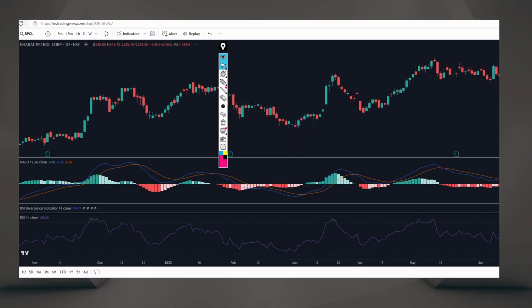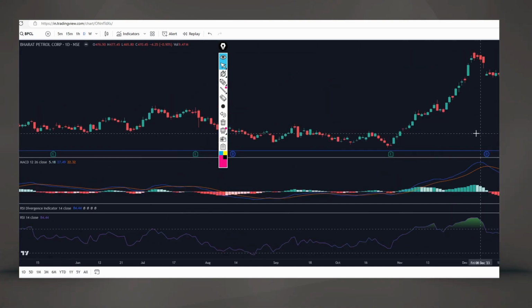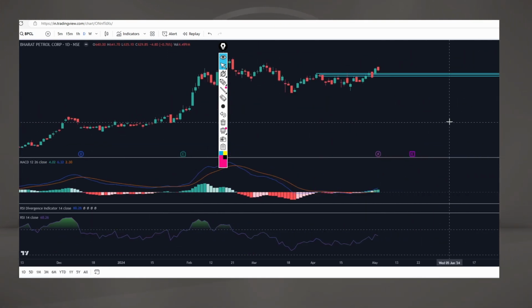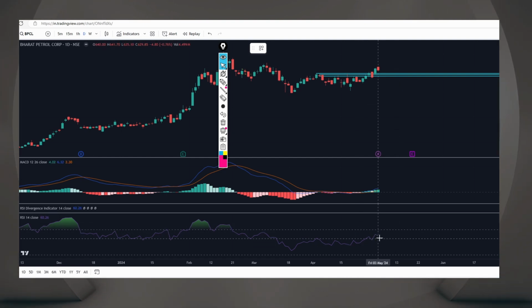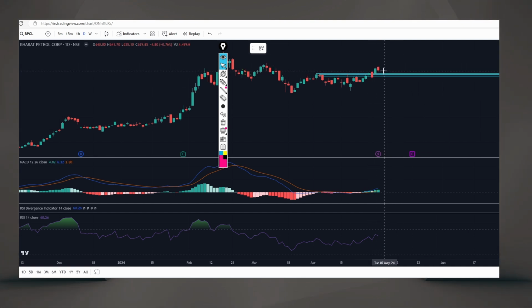If you look at BPCL, what's happening in BPCL now? Voila. What do we have here? A positive crossover. What do we have here? RSI trending up. What do we have here? Indication of a positive pattern. Beautiful, isn't it? So, disclaimer, I am holding BPCL.